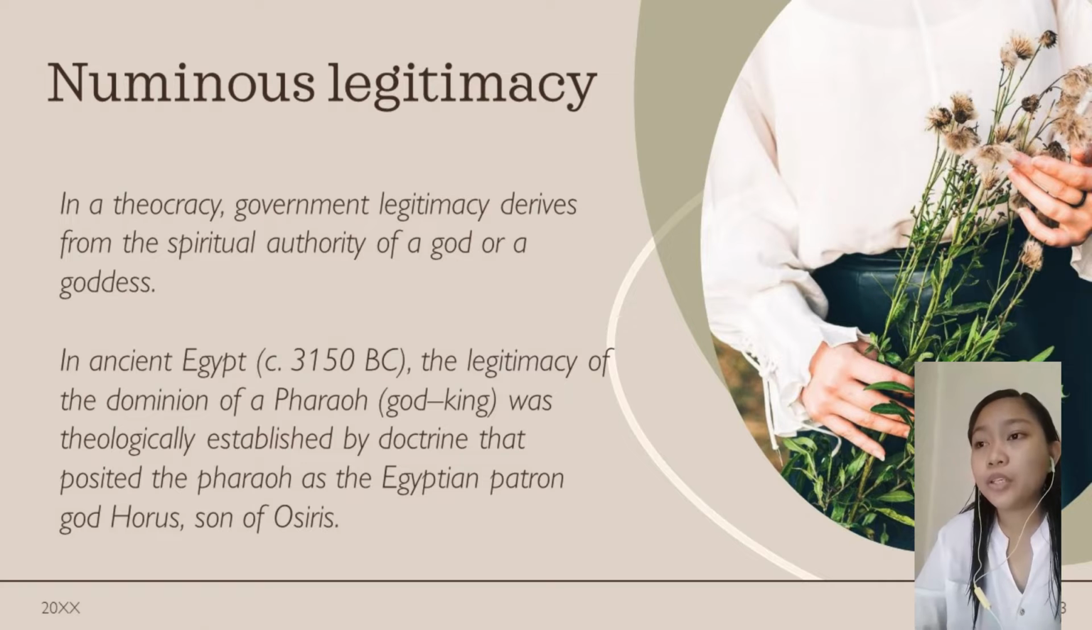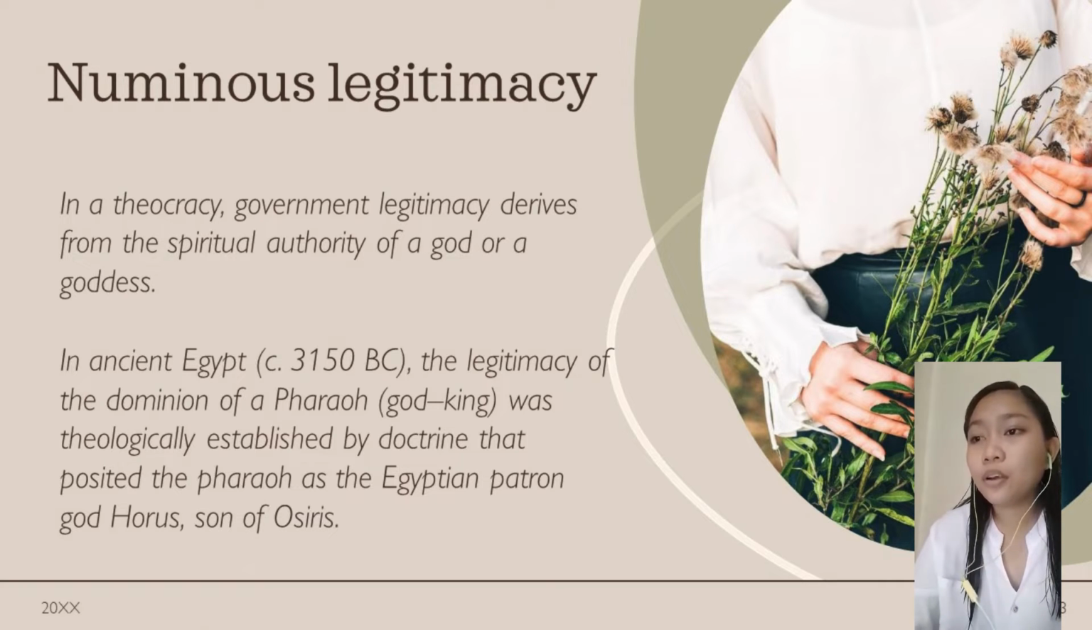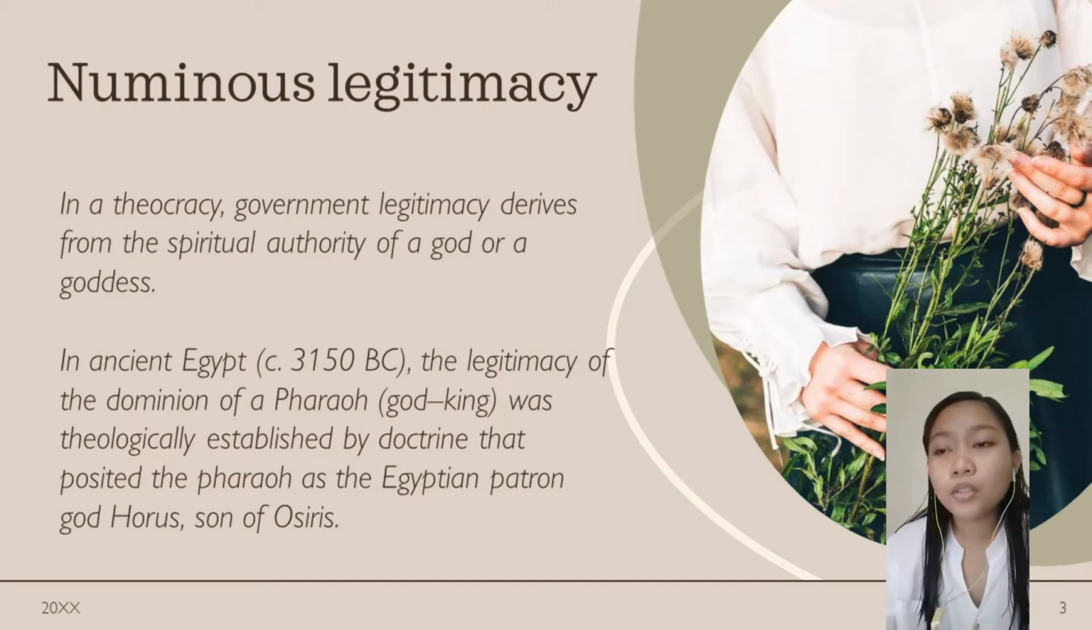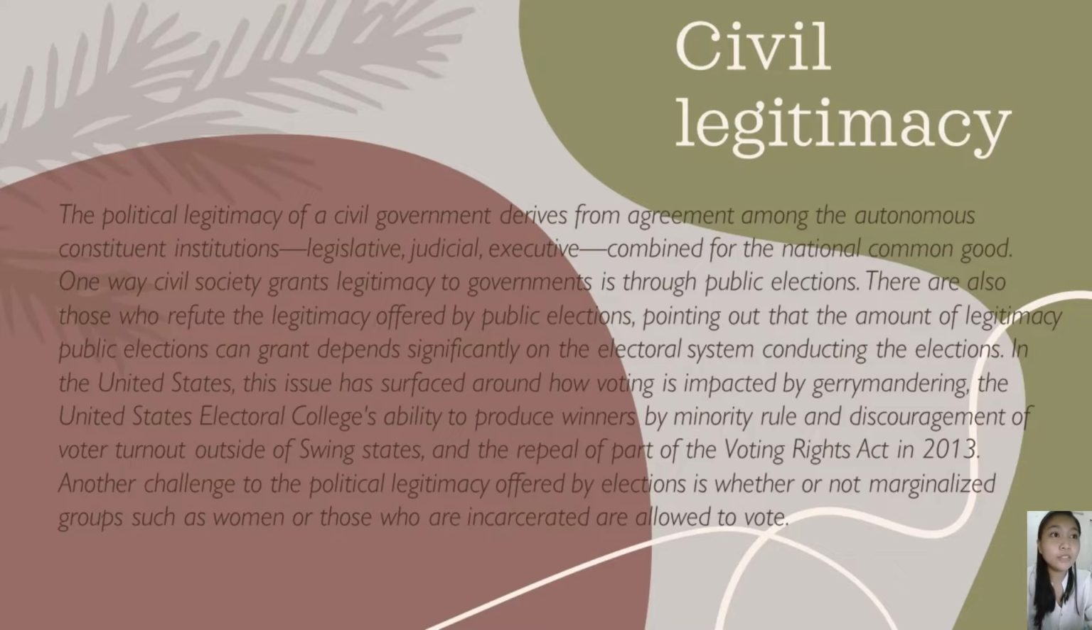The first legitimation is the numinous legitimacy. In a theocracy, government legitimacy derives from the spiritual authority of a god or a goddess. In ancient Egypt, the legitimacy of a dominion of a pharaoh or god or king was theologically established by a doctrine that posited the pharaoh as the Egyptian patron god Horus, son of Osiris. So, from the word itself, it focuses on spiritual or religious authority, for example, like in Roman Catholics, the Ten Commandments.